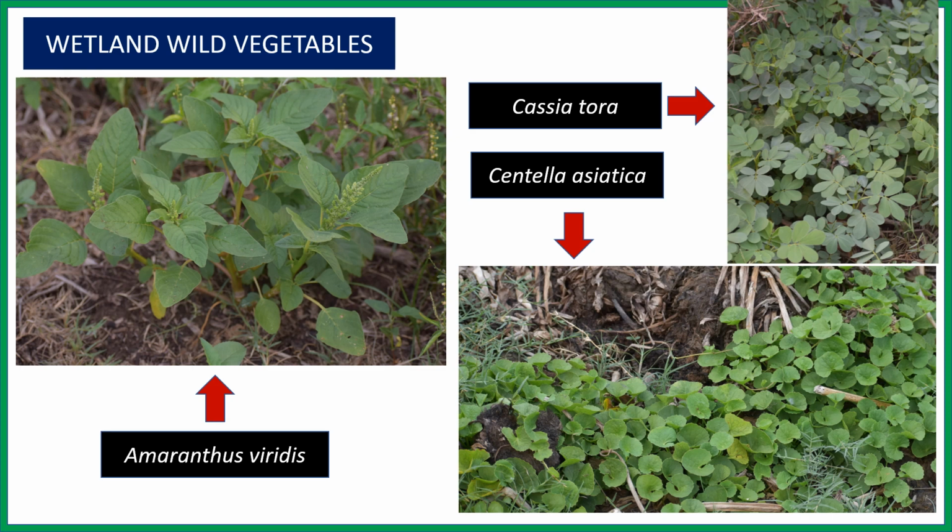So, wetland wild vegetables. I have shown you only three species here, but there is a whole lot of wild vegetables you can get from the wetland ecosystem. The most common out of these three is Amaranthus viridis. These are mostly consumed by many people, and they can be seen being sold in markets. And then Centella asiatica, they are also taken as vegetables. It's slightly bitter, but they are consumed as vegetables.